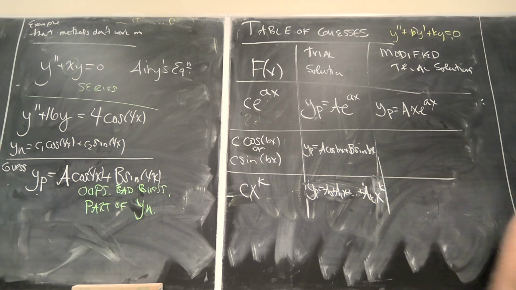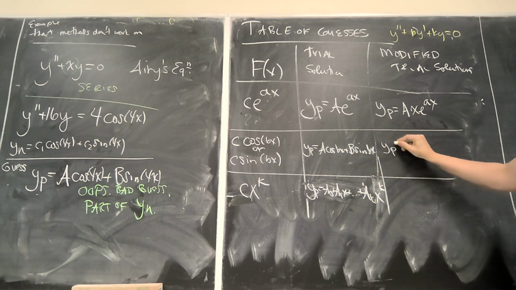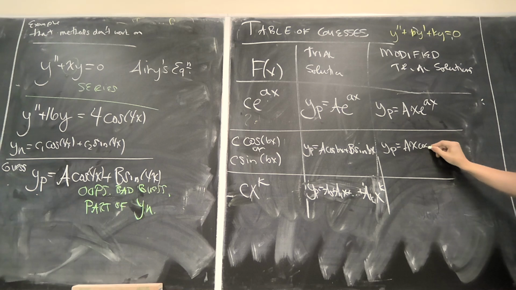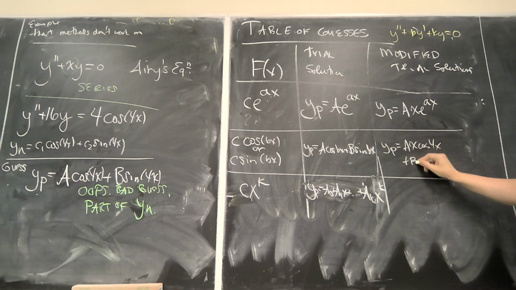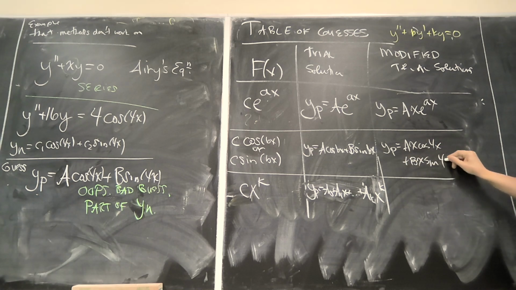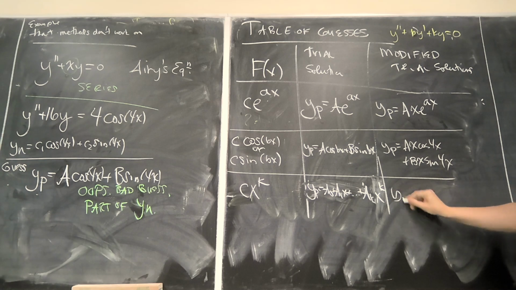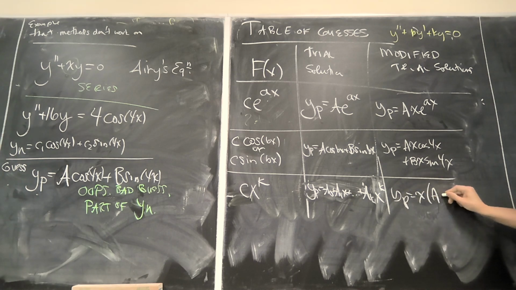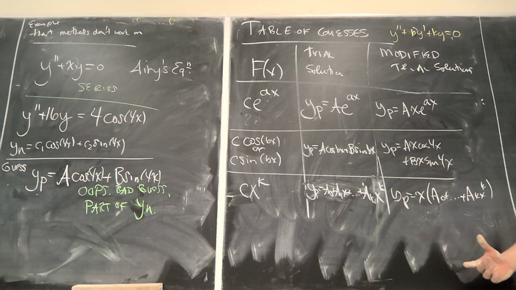How do I modify this? I chuck in an x. A x cosine of 4x plus b x sine of 4x. That didn't work? Chuck in an x. X times a naught plus ak x to the k. Wait, oh, I'm just the x on the outside. Yeah, you can just take the x on the outside. What if that doesn't work either? Chuck on another x. You just keep chucking x's on until you get something that works.